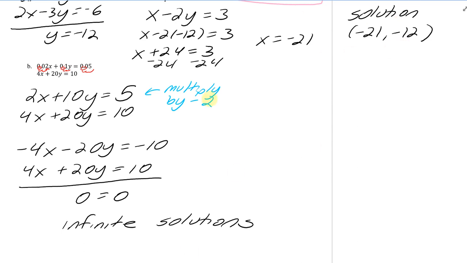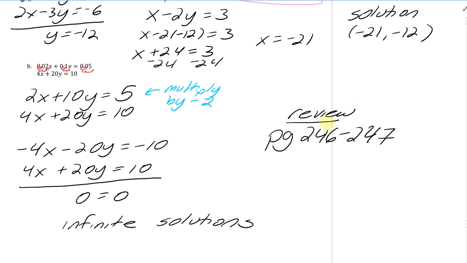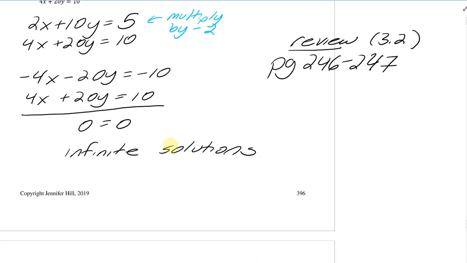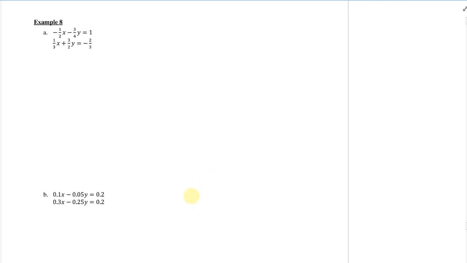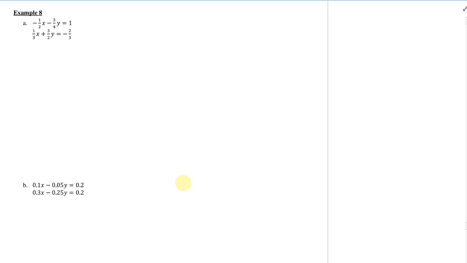If you totally forgot how all of that works, just a reminder, it's pages 246 and 247. This is where you can go for a review, so you can double back. That was from chapter 3, section 3.2. If you want to watch the whole review of how to do that, you can just backtrack and watch that video. That's the nice thing about having all these videos. So now I just want you to try these two just to make sure that you're good. Clear the fractions and everything. Try both of them, hit play when you're ready.